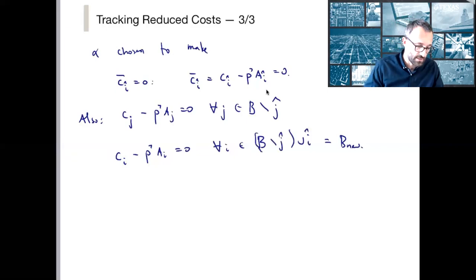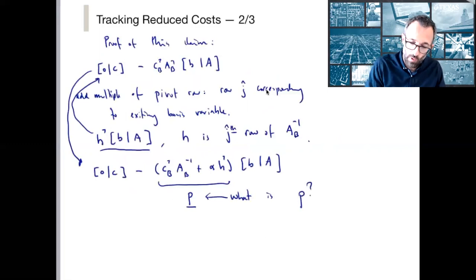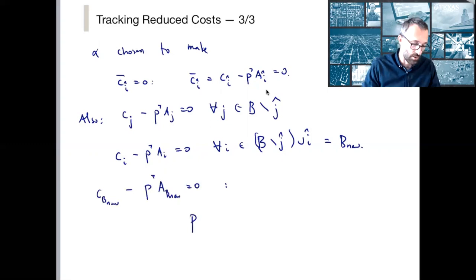Which basically tells us that if you write out all these equations, it tells us that C_B new minus P transpose A_B new is equal to 0, or that P has exactly the right form. What was P? What do we want P to be? We want it to be this, but with a new basis, and that's exactly what we have. P is equal to C_B new transpose A_B new inverse.